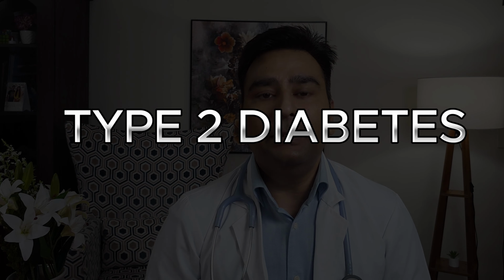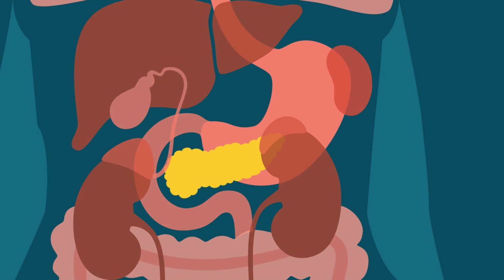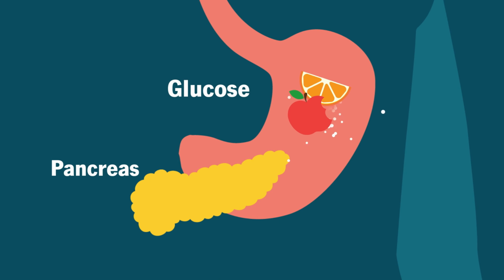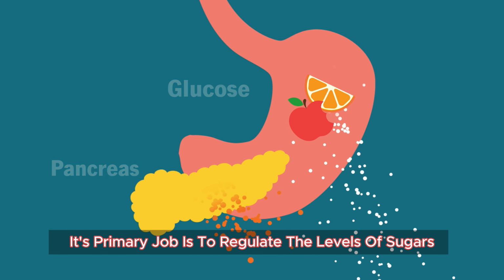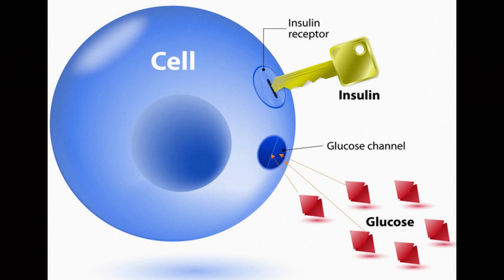Insulin resistance is a key player in the development of type 2 diabetes. To truly understand this concept, we will start at the basics. What is insulin? First, let's understand the role of insulin in our bodies. Insulin is a hormone produced by the pancreas. Its primary job is to regulate the levels of sugar, or glucose, in our bloodstream. Think of it as a key which helps you unlock the doors to your cells, allowing glucose to enter where it is used for energy.